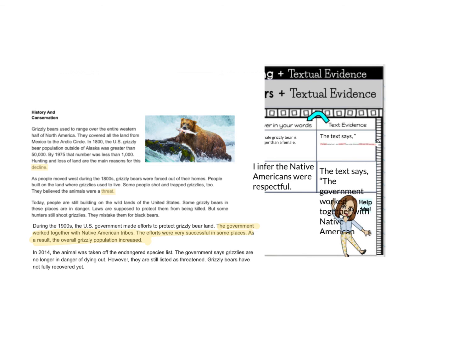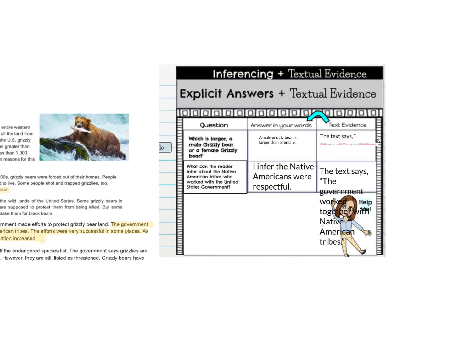So notice I want my evidence to prove my answer, which was that they were respectful. And if they were willing to work with the government, they must have been a pretty respectful people. The author did not tell me that. I created something new based on a clue.